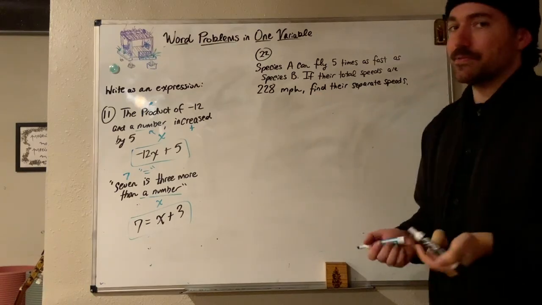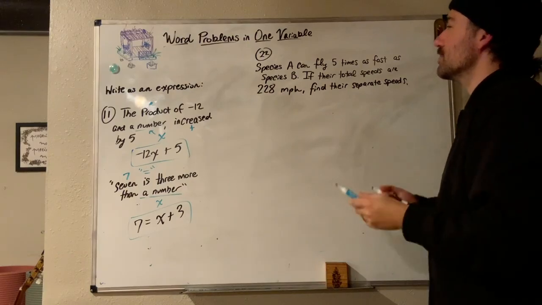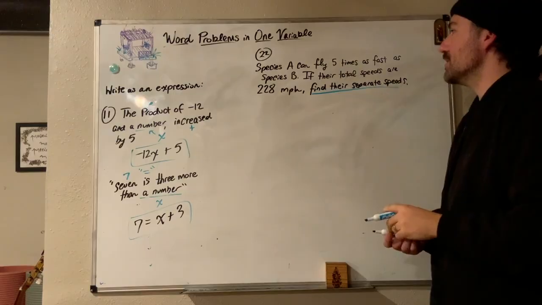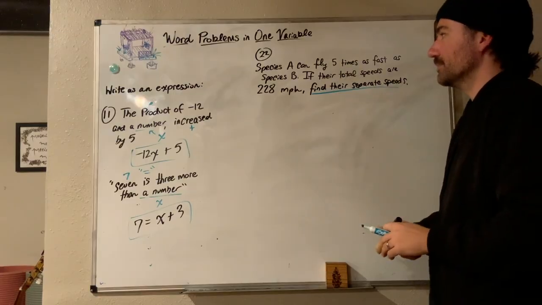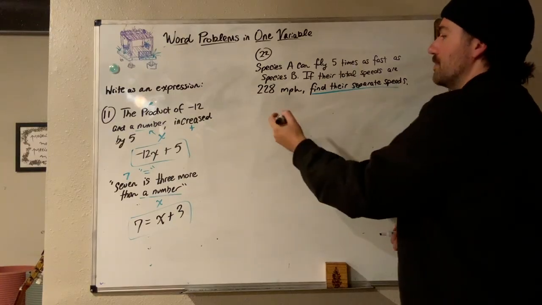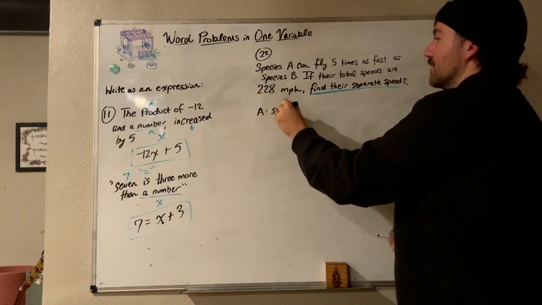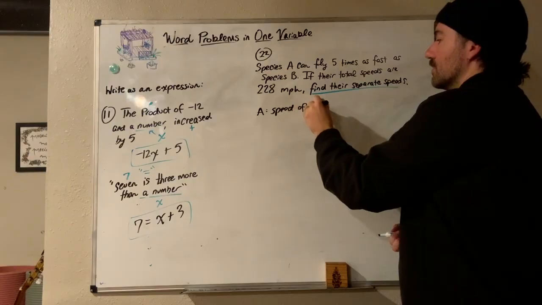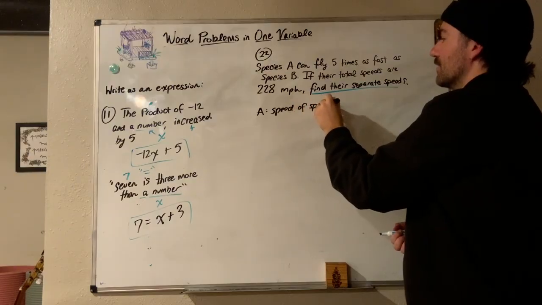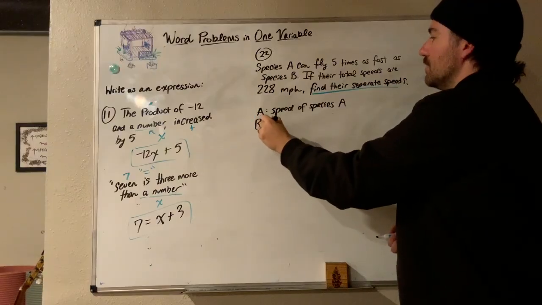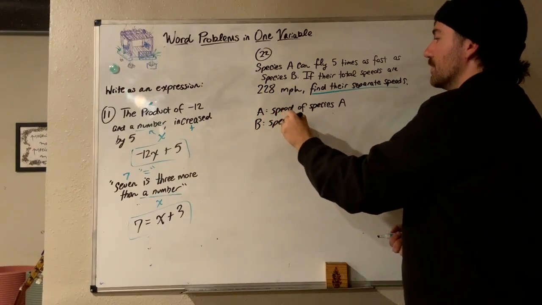So what is it asking for? That's the first thing that I'll look for. What is the ultimate thing I'm trying to solve for? I need to find the speeds of these 2 species. So let's just call that A and B. A is the speed of species A. This feels a little redundant. I'm just defining some terms that I'll use. B, we'll say, is the speed of species B.